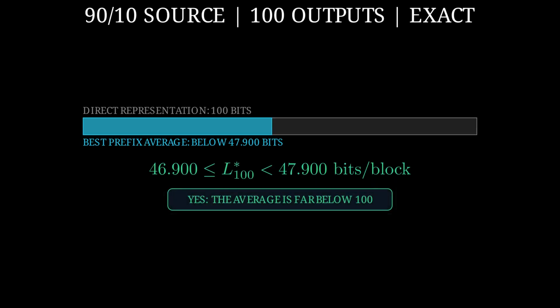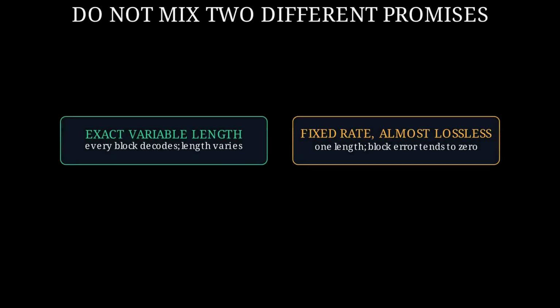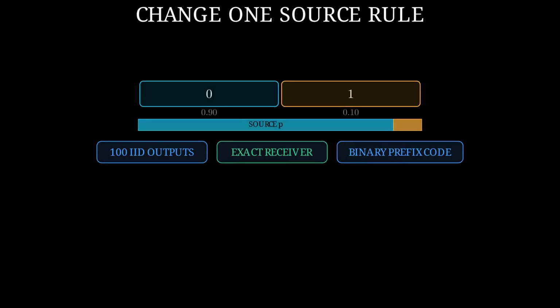So the answer to the opening question is yes. The average can be far below 100. This is an average length promise with exact decoding. It does not promise that every 100 output block uses 47 bits. Likely blocks take the short route, while every exception keeps a longer route. We have explained the lossless average limit, not a specific compression algorithm. Keep the binary alphabet, independent repeats, exact receiver, and 100 output block.